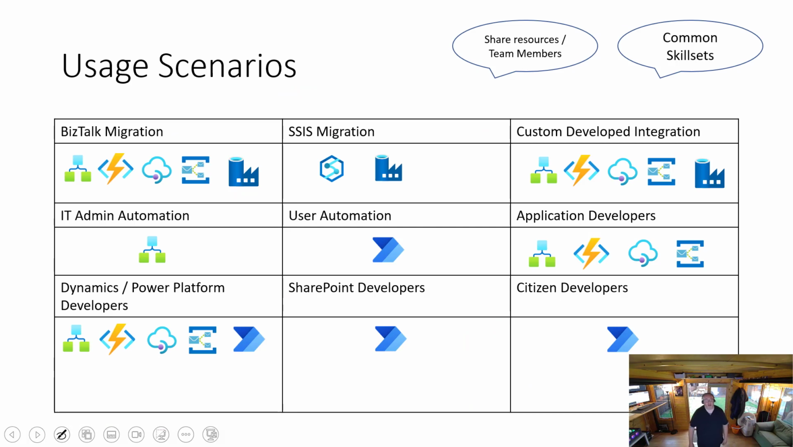Okay, so if we think about usage scenarios now, I think this is quite a good slide, which I hope makes people think about this in ways they haven't before. We've got the BizTalk migration customers over here, so they're using things like Logic Apps, Functions, API Management, and a lot of the stuff that we looked at on the other slide. We've then got SSIS migrations coming to the cloud who are using pipelines, whether it be in Data Factory or Synapse.